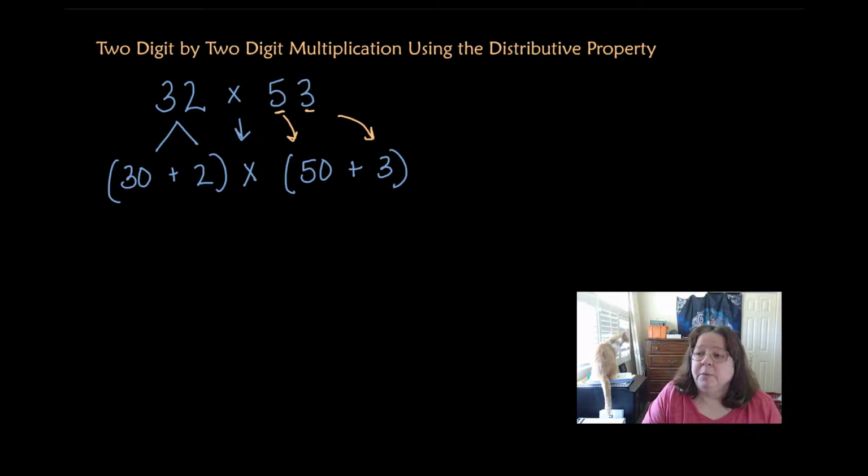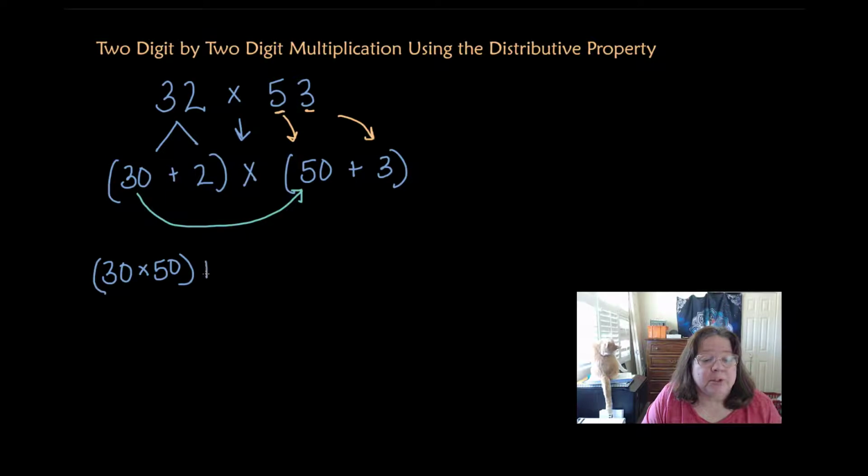Okay, now we're going to do our multiplication. And so what we're going to do first is we're going to multiply the 30 times the 50. So let's write it down. Let's not actually do it. It's better to write it down and then do the actual solving after you're done writing it down. Otherwise, it can be very confusing. So we did the 30 times 50. Now we do the 30 times 3. So let's write that out. 30 multiplied by 3.